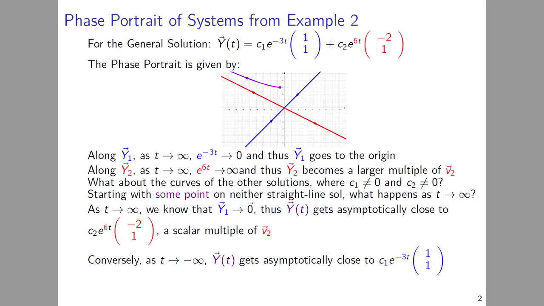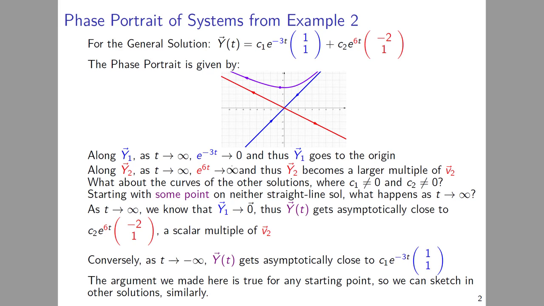And conversely, on the other side, as t goes to negative infinity, y of t gets asymptotically close to c1 e to the negative 3t times 1, 1. This is because as t goes to negative infinity, e to the 6t will go to 0, and that red term will drop out, leaving us with a scalar multiple of 1, 1. So the rest of our curve will get asymptotically close to the blue straight line solution as we move opposite the direction of the arrow. Because remember here, we're looking as t decreases to negative infinity, and the arrow points in the direction as t increases.